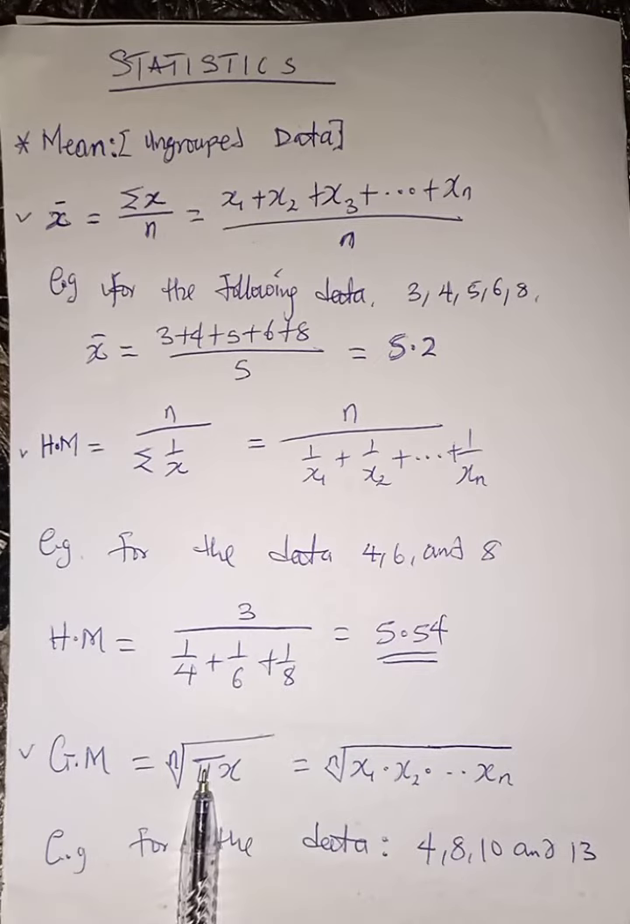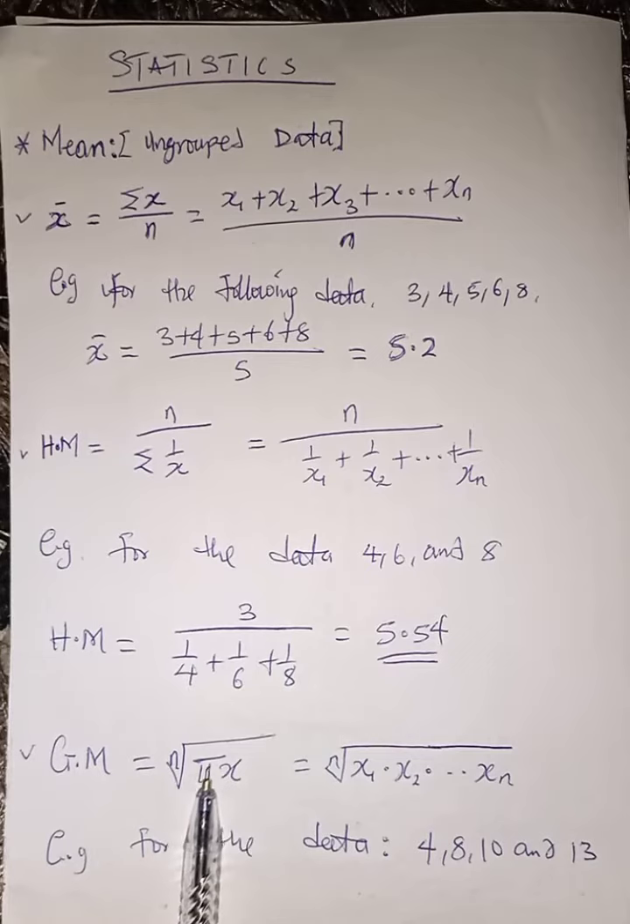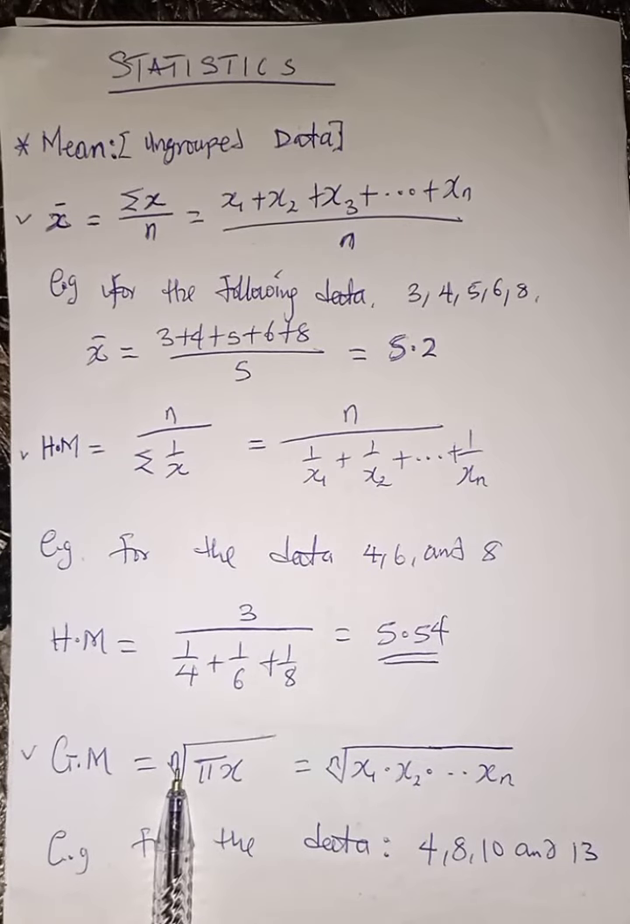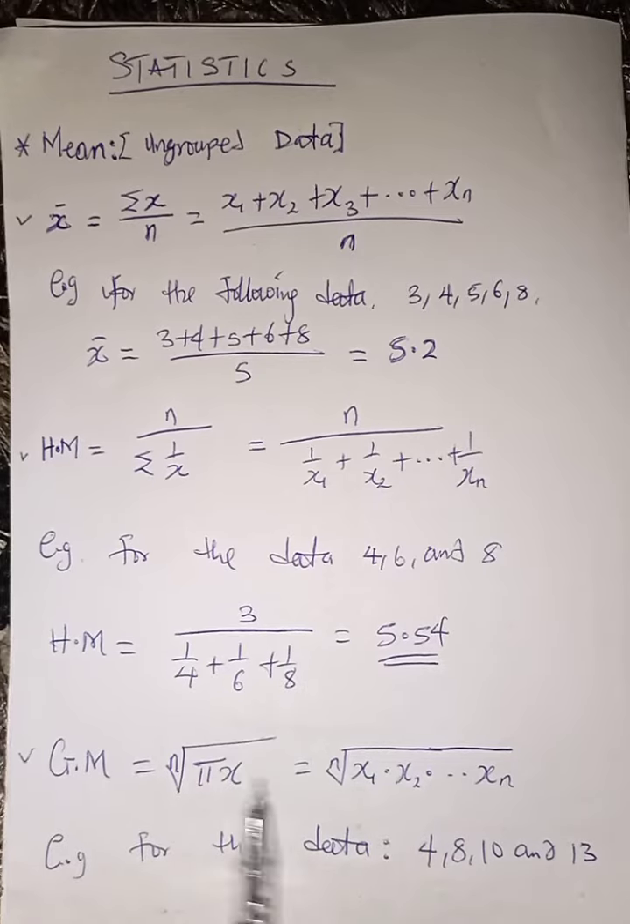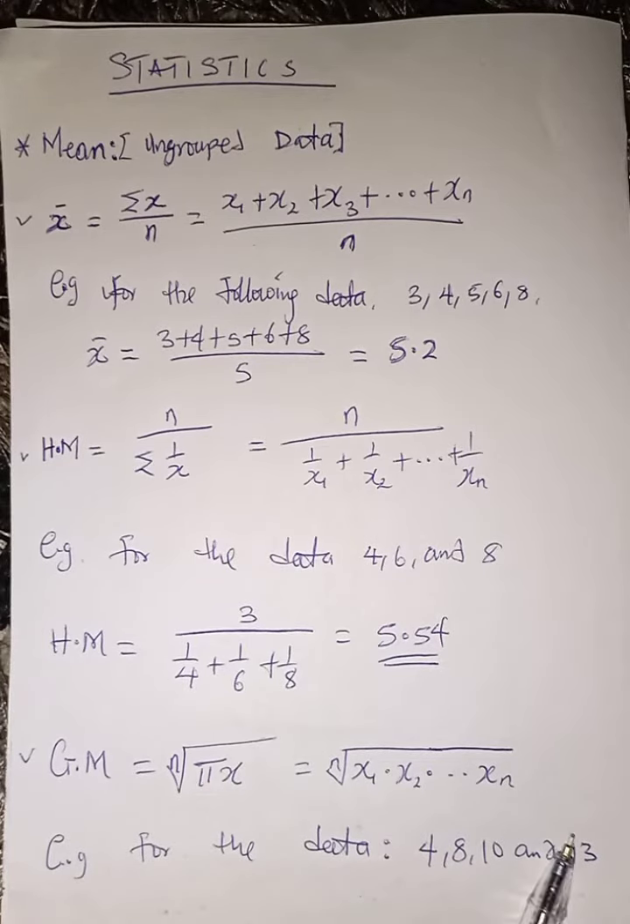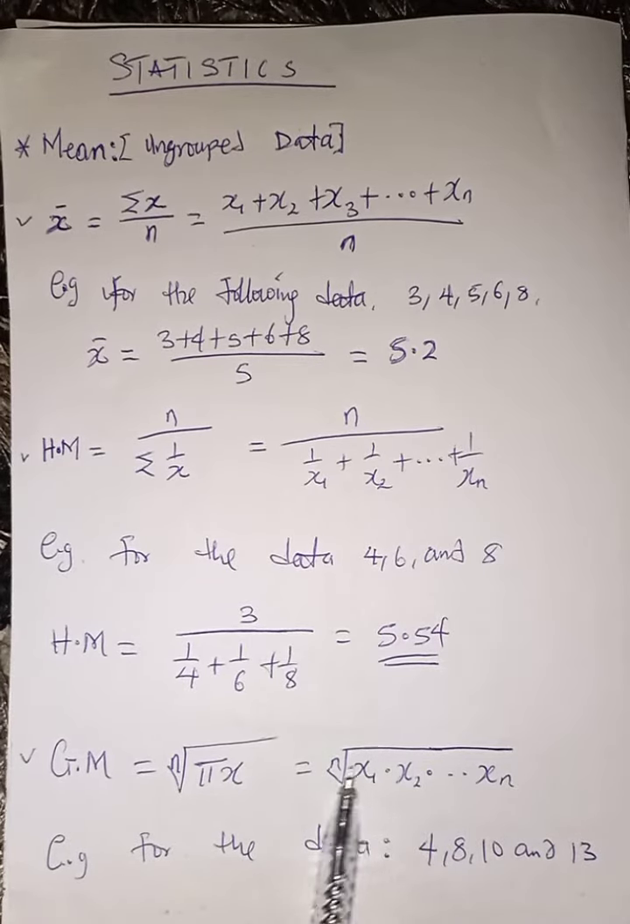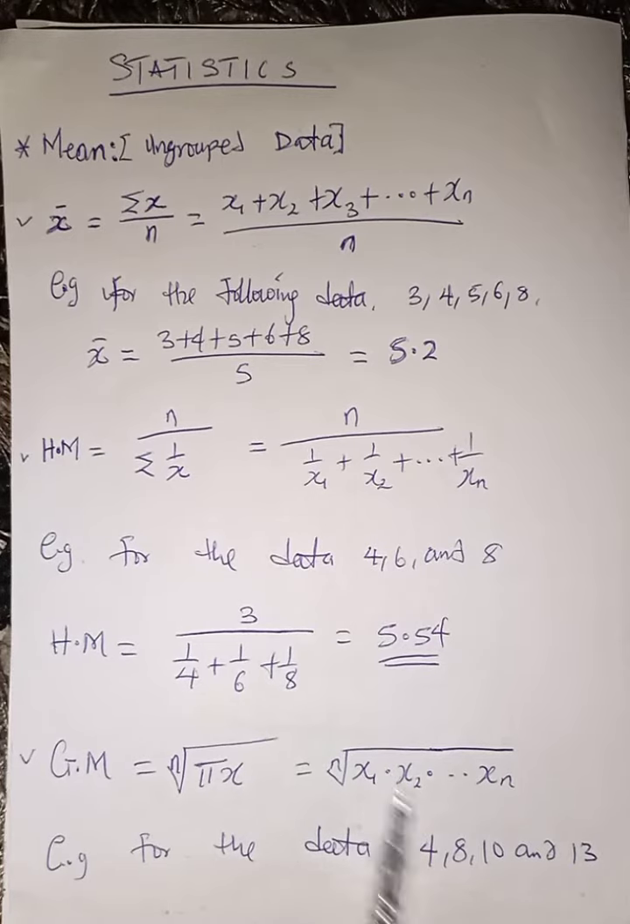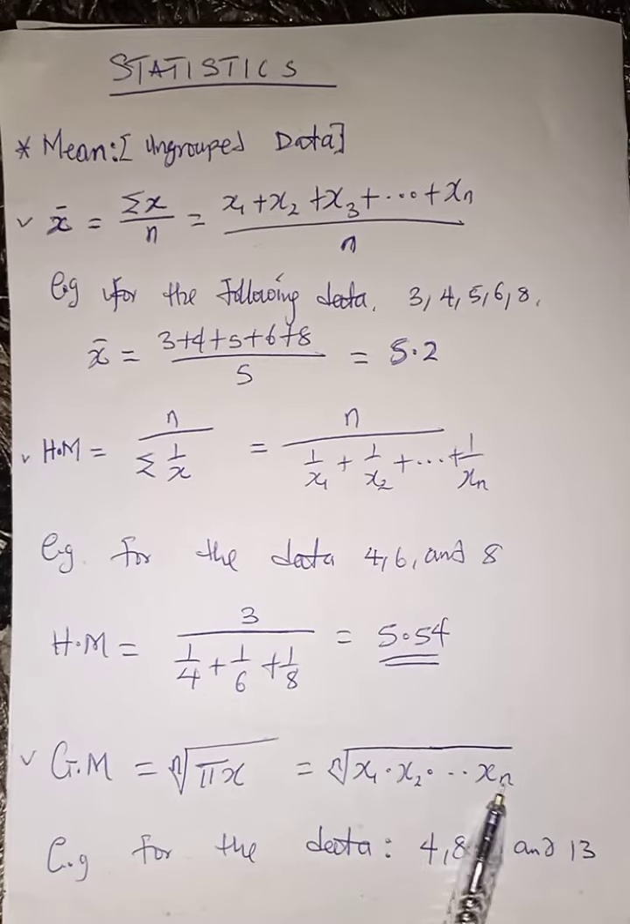So what is the meaning of this pi s? Pi s means multiply all the data together and take the nth root of that data. N means the number of data. So let's say we have s1, s2 to sn. What you have to do is just multiply s1 times, this dot means times, s2 times, until you get to the last one. You stop.